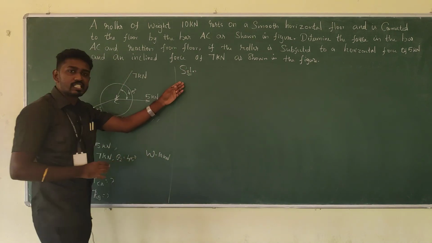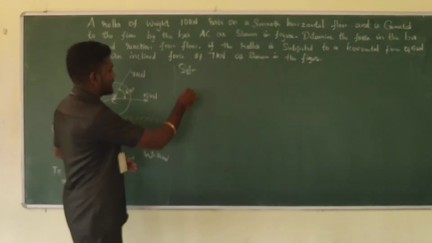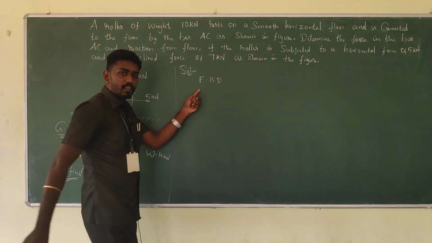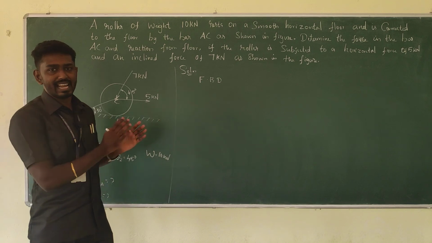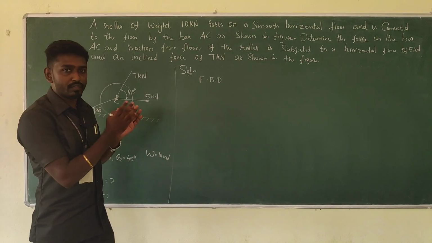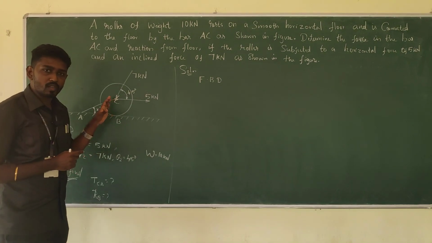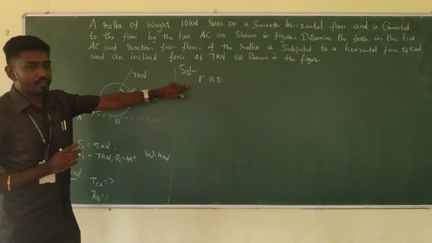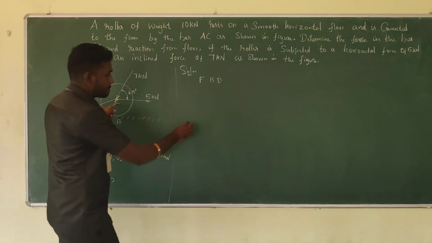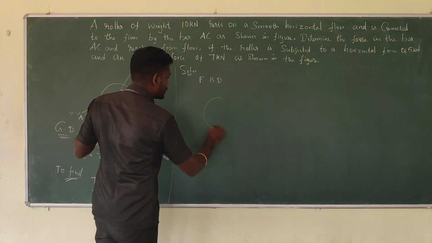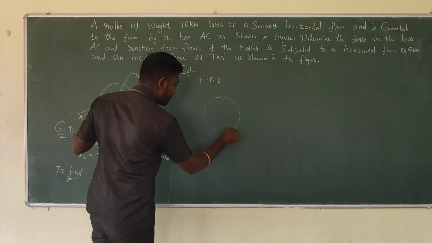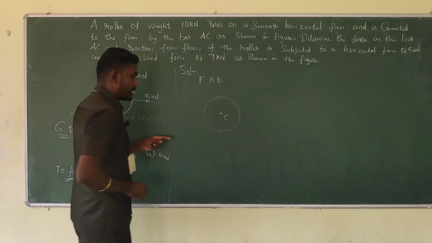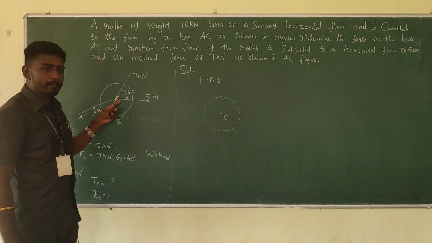In the solution, the first step is to take the free body diagram. Free body diagram in the sense it's a graphical representation of all the forces which are acting on the body by isolating it from the surface. Okay, fine. So here, the roller is there, just a roller. The center of the roller has been given as C, so I have taken it.